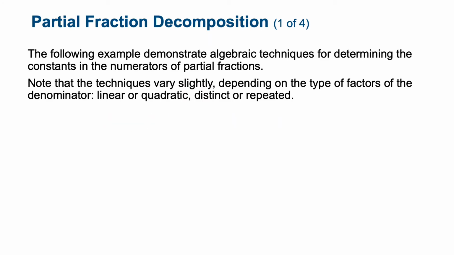So we're going to talk about the techniques for finding partial fractions. And they're all pretty similar, but it depends on the denominator you have. What kind of factors do you have for the denominator? Do you have linear factors, quadratic, distinct, meaning that doesn't repeat, or repeated, where you have multiplicity 2, 3, or what have you?